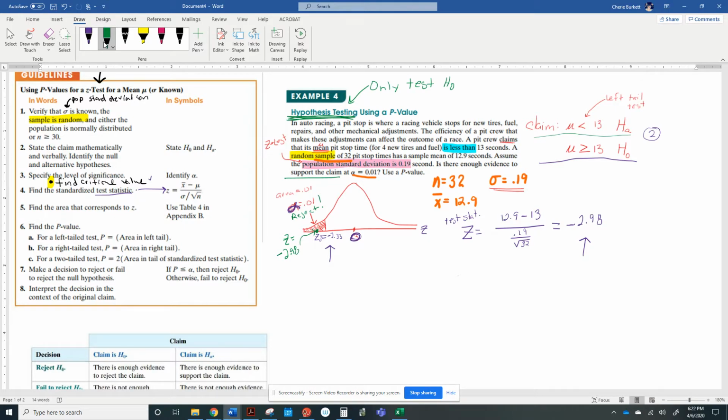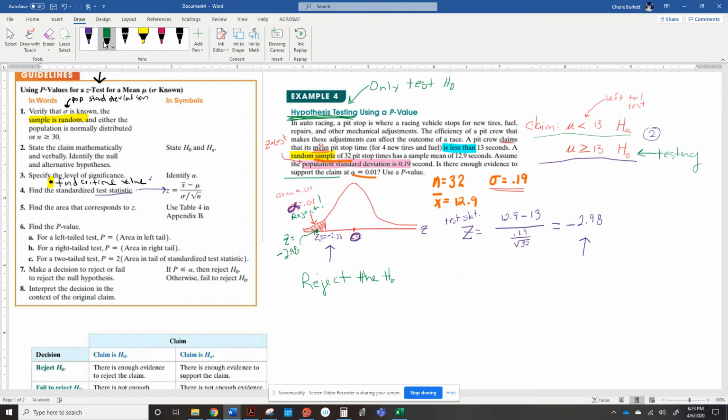Well, that's not exactly true. I just need you to be careful and understand. They're asking me about the claim. My test will always test this. This is what I'm testing. So since this is what I'm testing, the first answer that I get is to reject the null. That's my first answer.